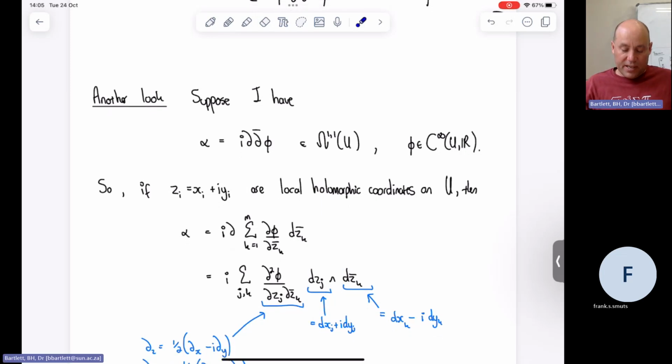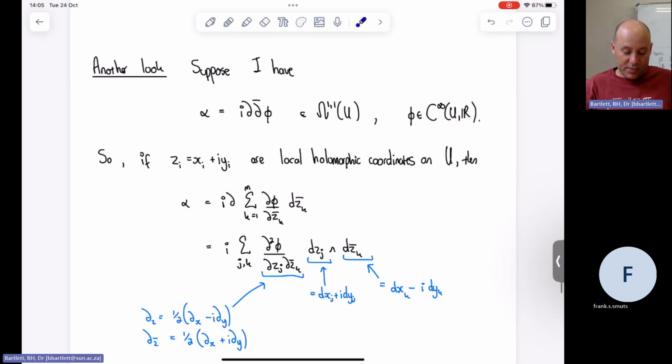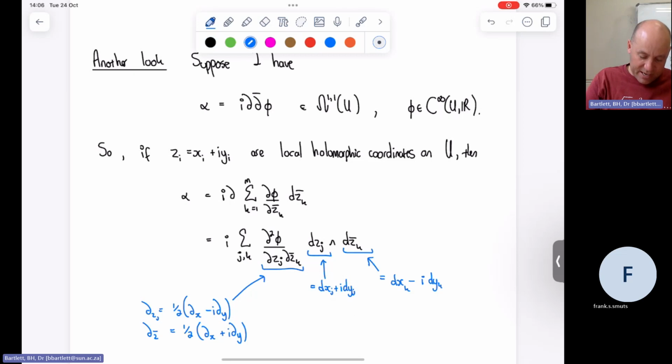So now I want to write things in terms of the dx's and the dy's. And similarly, when I differentiate with respect to z, it's the same as this combination of derivatives in the x and y directions. And when I differentiate with respect to z bar, it's the same as this combination of derivatives in the x and y directions. We know that because this guy eats up this guy to give you 1. That's the reason for this formula, so that this will eat this to give 1. I should have said here dz_j equals dx_j plus i dy_j, and del_j equals a half of del x_j minus i del y_j, and so on. Okay.